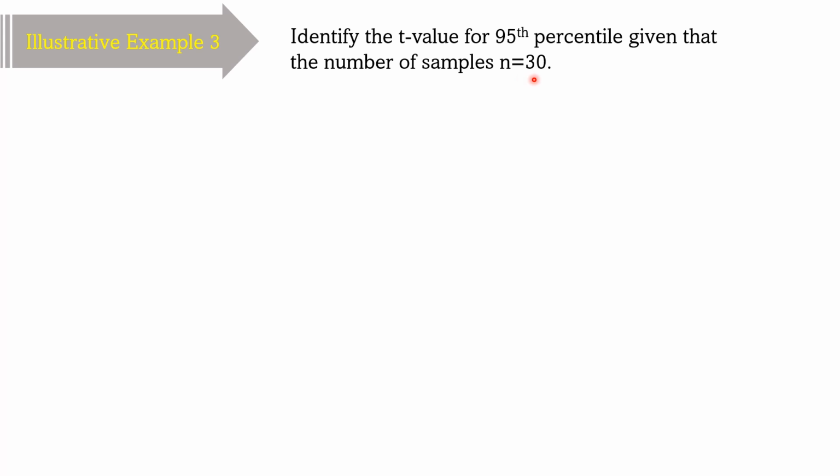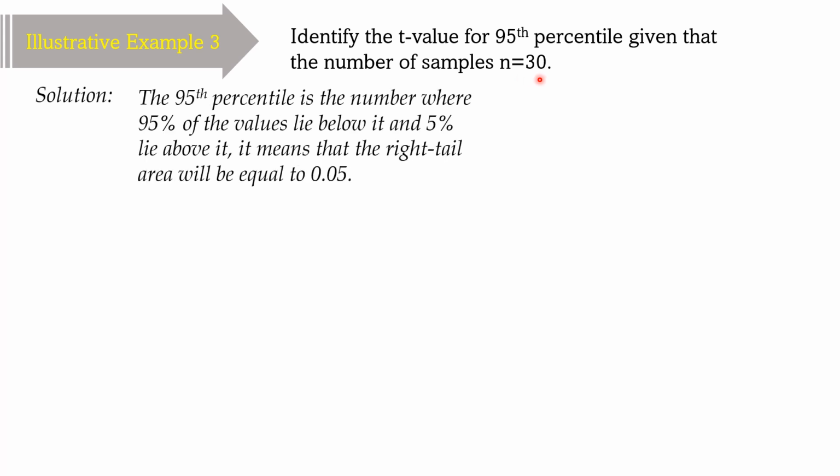Okay, next scenario. Next example: identify the t-value for the 95th percentile given that the number of samples n equals 30. So, step number 1. The 95th percentile, guys, is the number where 95% of the values lie below it and 5% lie above it. It means that the right tail area will be equal to 0.05. This is the remaining area on the tail end since we talk about t-values. 0.05, that is 5% to be exact.